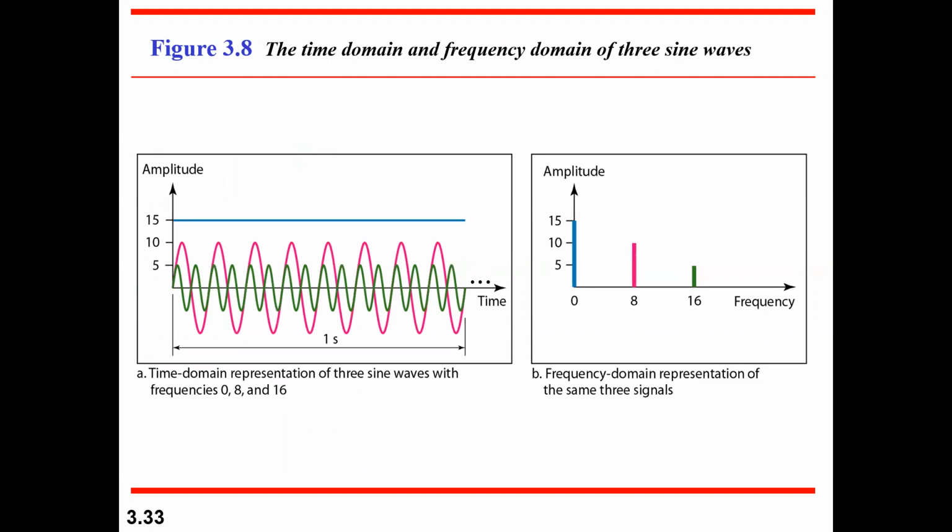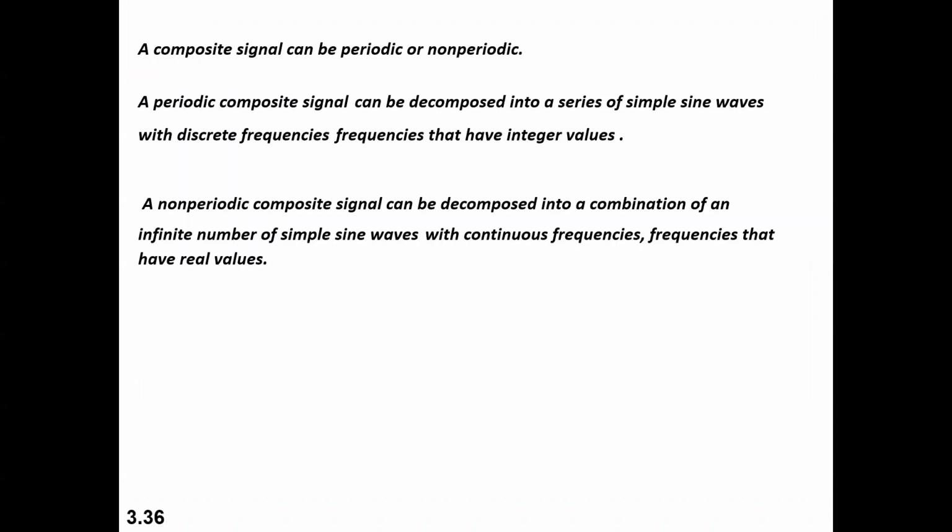But if you have a non-periodic signal, then it is difficult because you cannot measure, right? Because non-periodic means some signals are normal, some going up, some smaller, some bigger. Okay? So that way it is difficult to measure, right? So it says a non-periodic composite signal can be decomposed into a combination of an infinite number of simple sine waves with continuous frequencies and frequencies that have real values. Real means real numbers, right? Means decimal values.